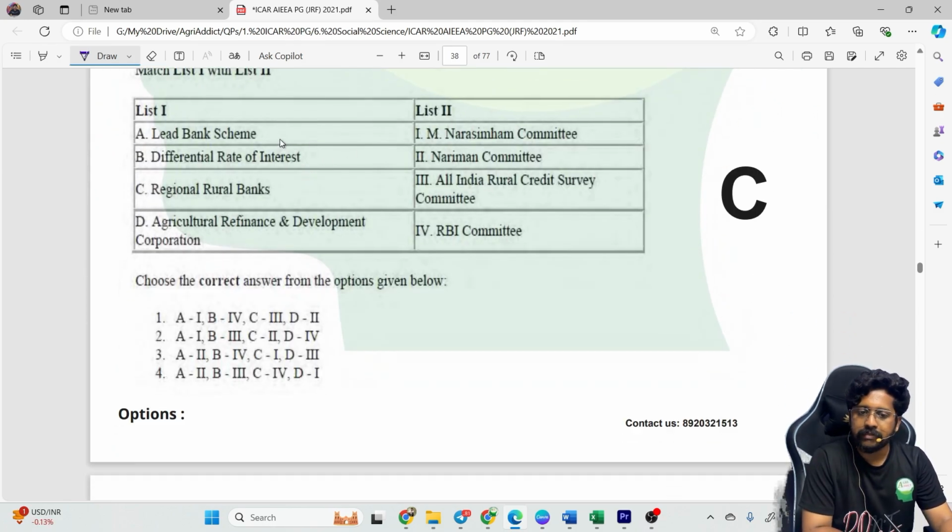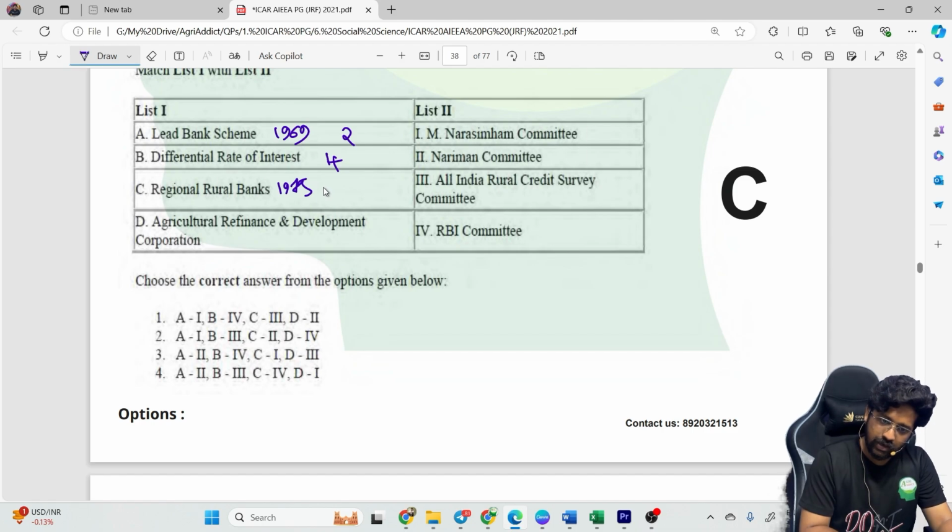So the lead bank scheme can be connected with the Nariman committee, which was established in 1969. So therefore A can be connected with the Nariman committee, second option. And the differential rate of interest was set up by the RBI committee. So therefore B can be connected with the fourth option. Then the regional rural banks, which were established in 1975, were established due to the recommendation of the Narasimham committee. So therefore regional rural banks can be connected with the Narasimham committee, 1.